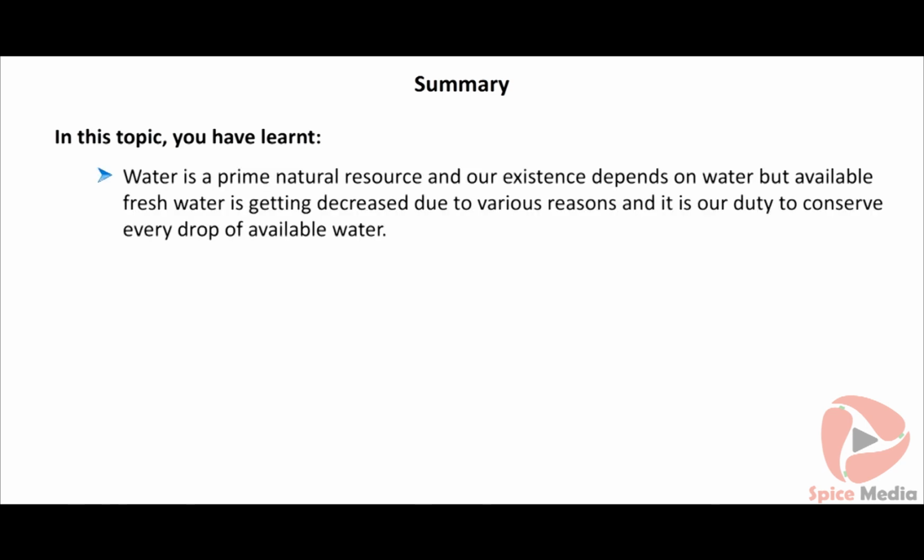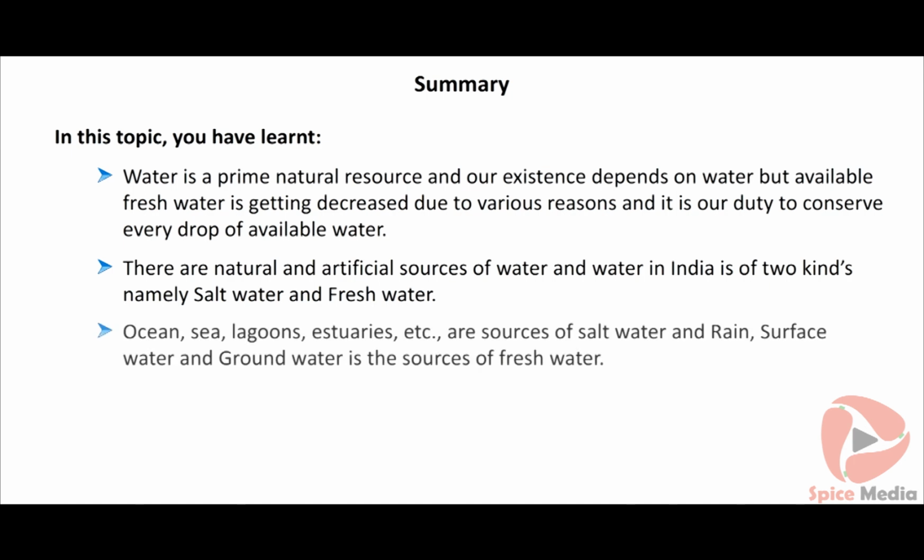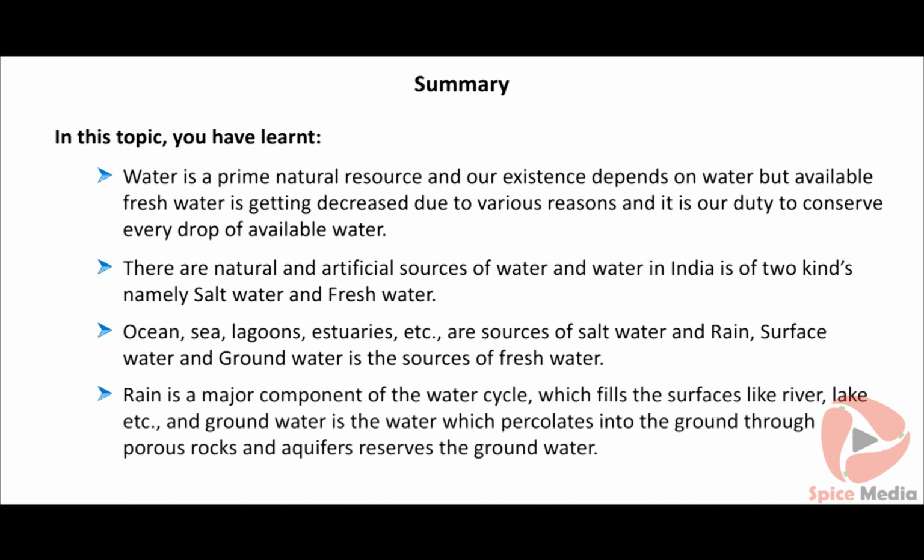In this topic, you have learned water is a prime natural resource and our existence depends on water, but available fresh water is getting decreased due to various reasons and it is our duty to conserve every drop of available water. There are natural and artificial sources of water, and water in India is of two kinds, namely salt water and fresh water. Oceans, seas, lagoons, estuaries, etc. are sources of salt water, and rain, surface water and groundwater are sources of fresh water.